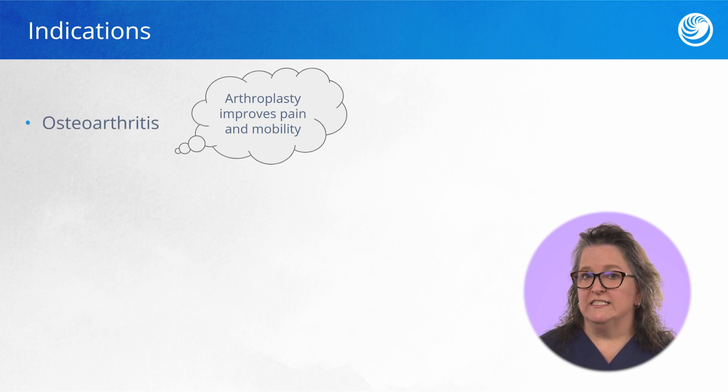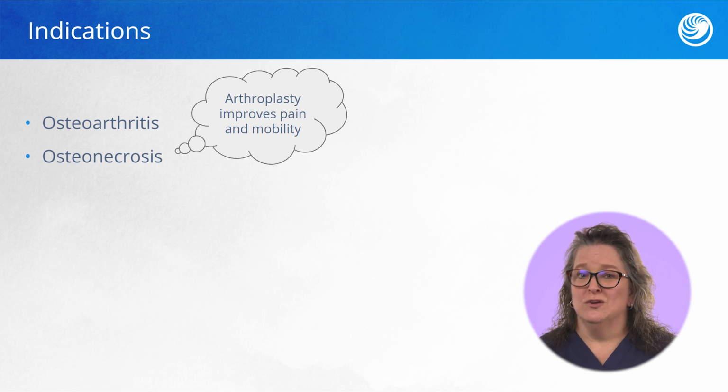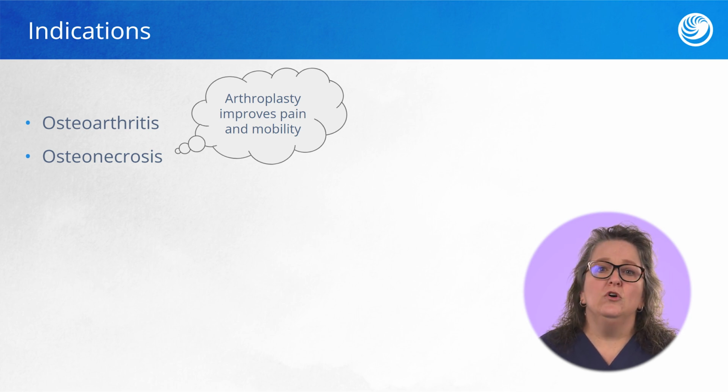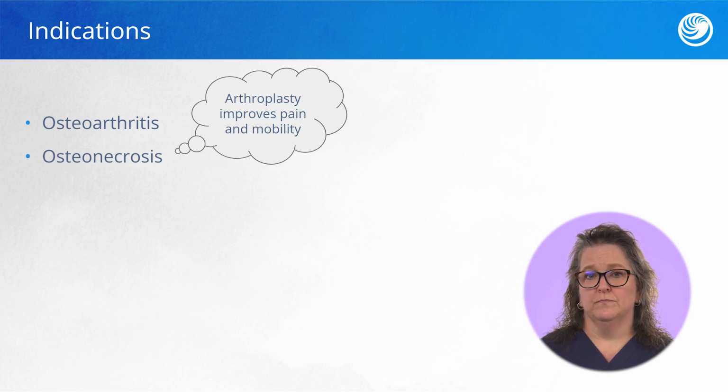The cartilage is damaged, and this can be due to age or obesity. Osteonecrosis, the death of bone because blood supply was cut off, so no blood supply, no oxygen results in death. That could be from excessive alcohol use, long-term steroid use, or broken bones.